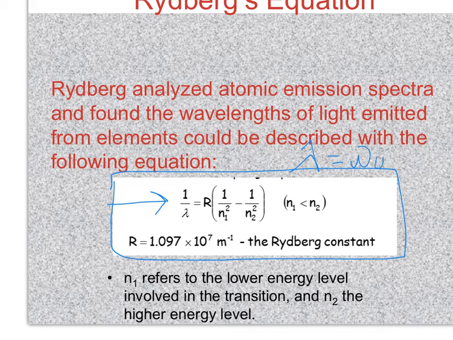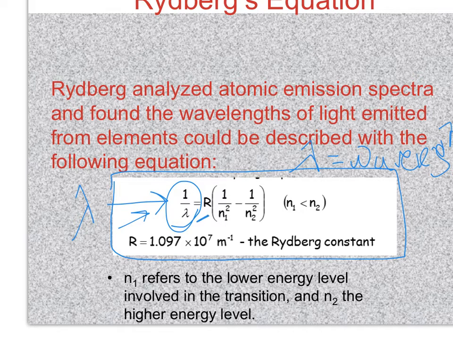And so I want you to make a note of the fact that this equation solves for the inverse of wavelength. So when you get done plugging all the numbers in, you have got to flip the answer you get upside down so that you can get wavelength itself and not 1 over wavelength. So just keep that in mind.